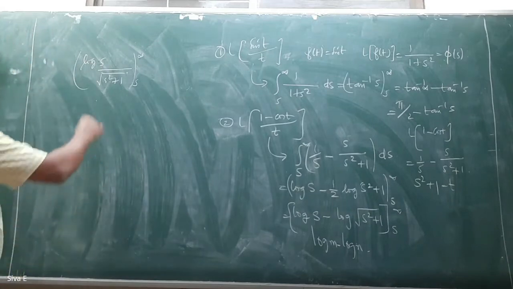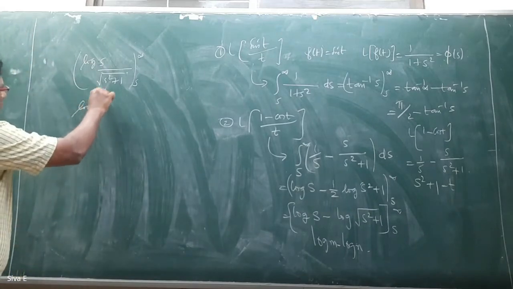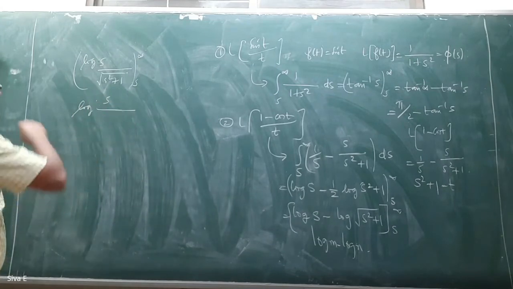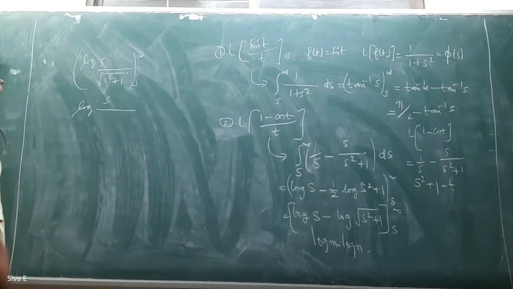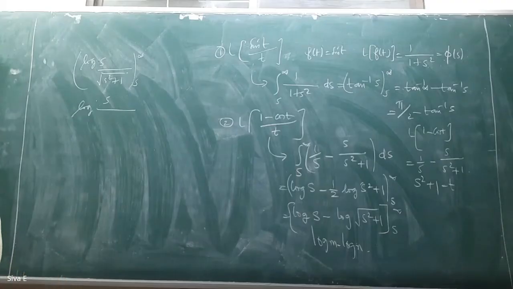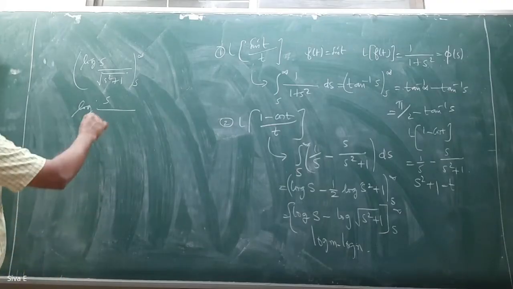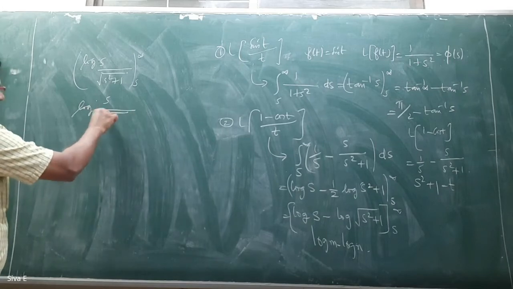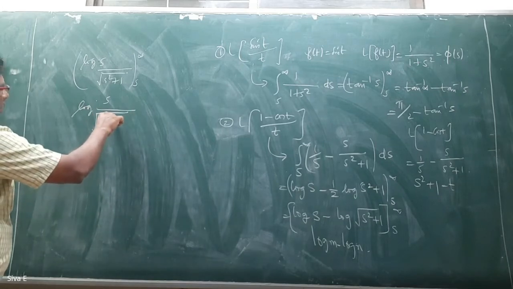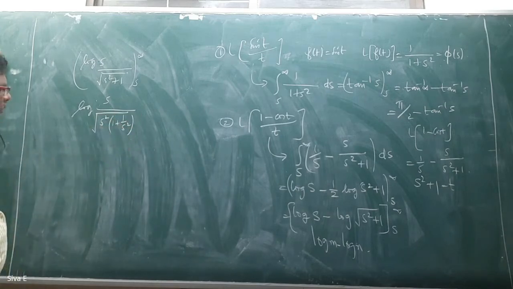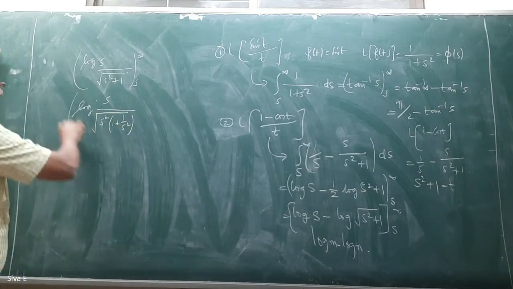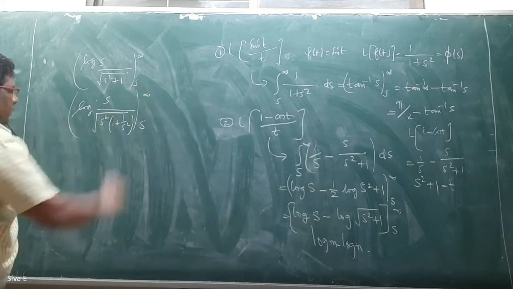So what will we do? Log s by square root of s square plus 1, it will be infinity by 1. How infinity by 1? Here you take the square root of s square outside, 1 plus 1 by s square. Is it not? Are you able to get?